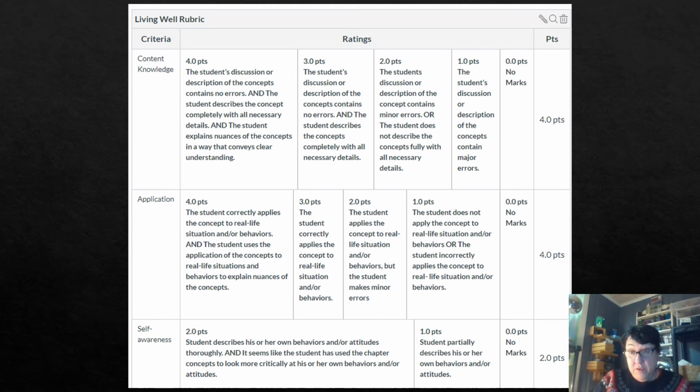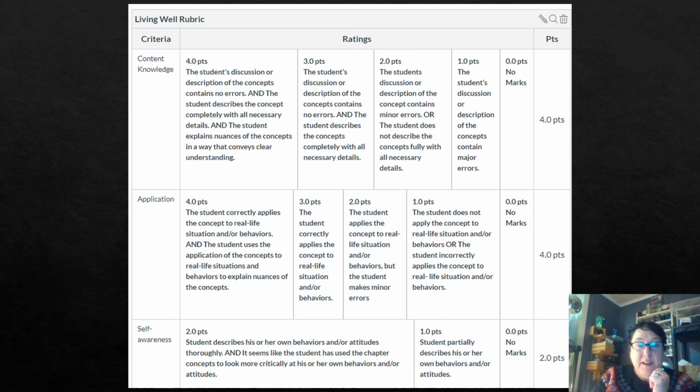In the future, they'll all be worth 20. The content knowledge, application, and self-awareness are the three areas that typically will be evaluated. So you're looking at, are you describing, are you explaining, are you indicating that you've done the reading and that you're understanding. The application component is maybe not so clear for this particular assignment, but it definitely will be in the future. Are you applying it to your own life? Are you able to demonstrate that you have an understanding?